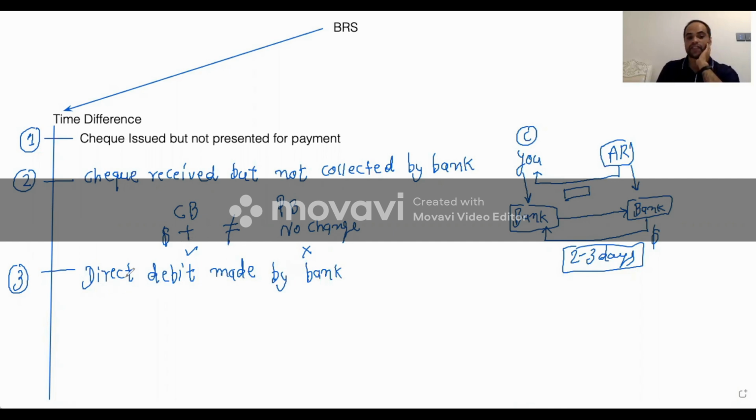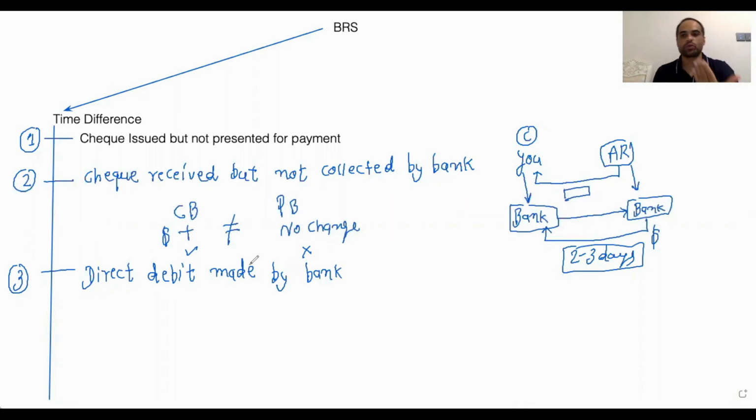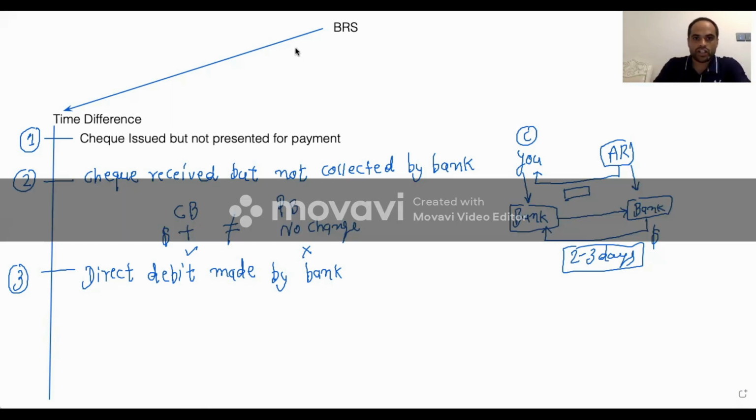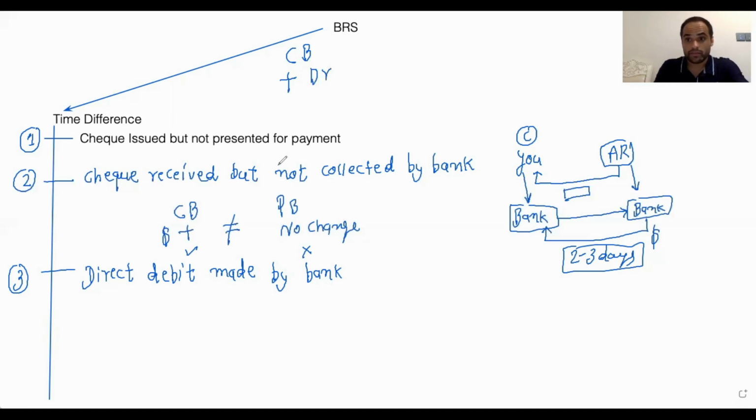Now, before I explain this time difference, direct debit made by bank, let me explain something about debit and credit, and you have to remember that. All right. So always remember, according to the cash book, if cash in, we call it debit, cash debit. If cash out, cash credit, according to the cash book.